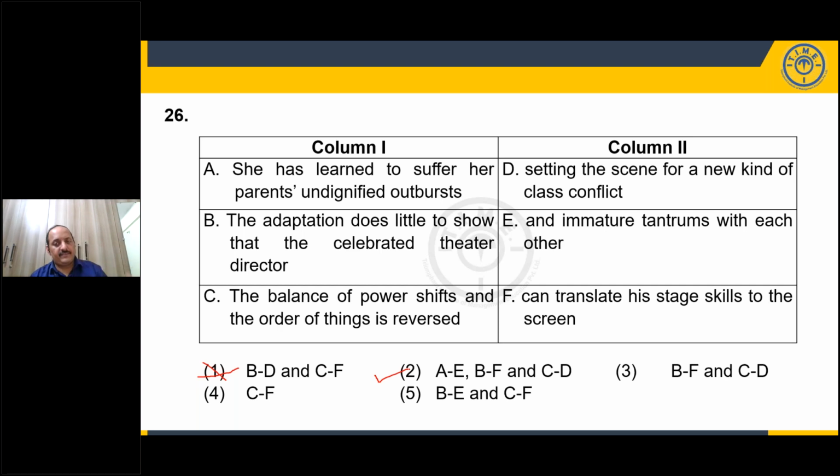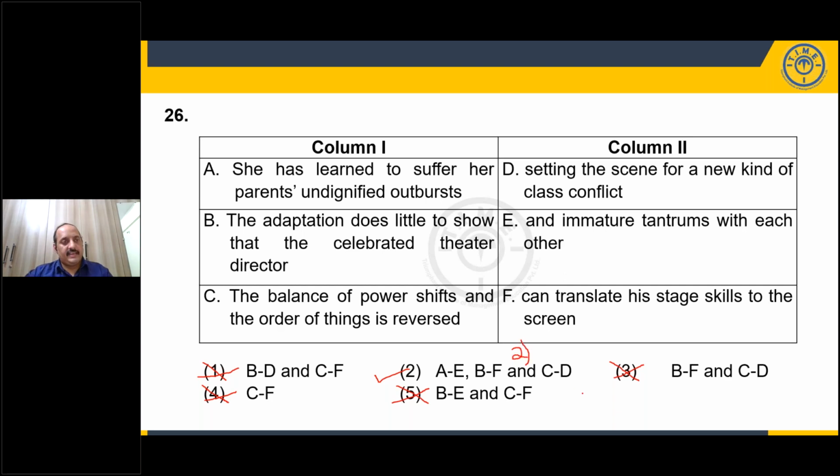AE, BF, CD. Now 3 also has BF and CD but doesn't have AE. So 3 gets eliminated. 4 says CF, which anyway, as we saw, is wrong. And 5 says BECF, that's also incorrect. So my answer has to be option number 2.